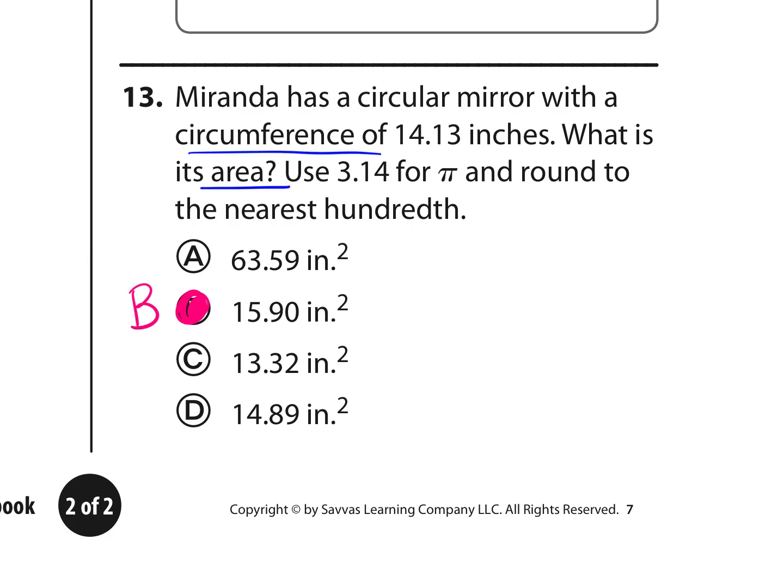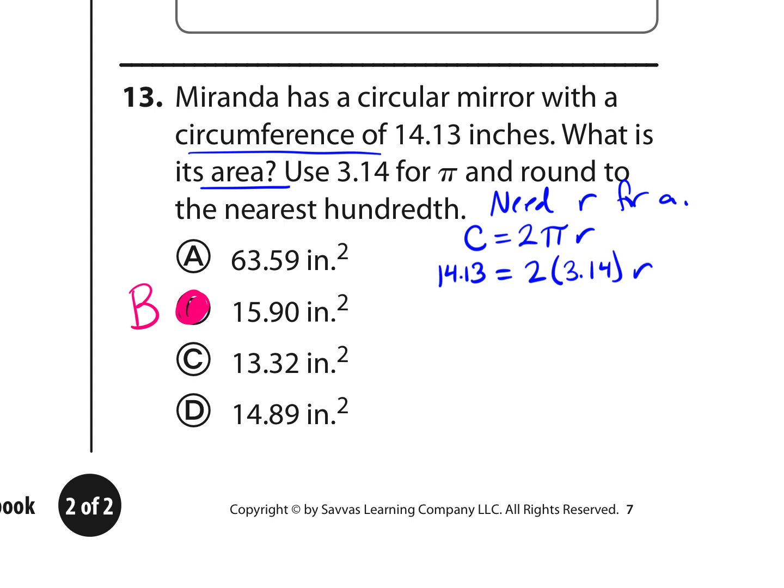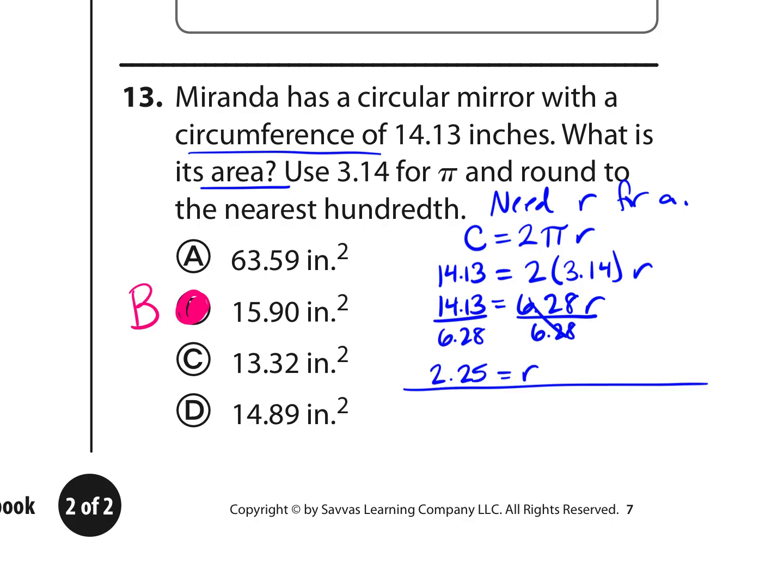And what we can do is we need the radius for finding the area. So I'm going to use the circumference formula that uses radius. So I'm going to use C equals 2 pi r. And we're given the circumference is 14.13 equal to 2 times pi, and it says to use 3.14, and we don't know the radius r. So we get 14.13 is equal to 6.28 r. So we're going to divide both sides by 6.28. The result is that the radius is 2.25.